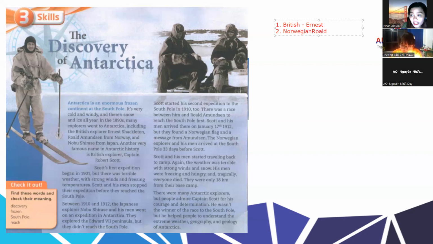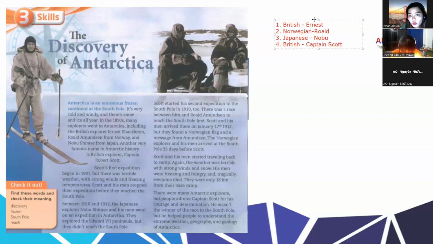Second explorer. Next, the third explorer that's mentioned is Nobu Shirase from Japan. What is his nationality if he's from Japan? Meaning he is Japanese. So that is Nobu. Next, the fourth explorer that is mentioned in Antarctic history is a British explorer. Another British. What is his name? Scott. Yes, Captain Scott. All right.